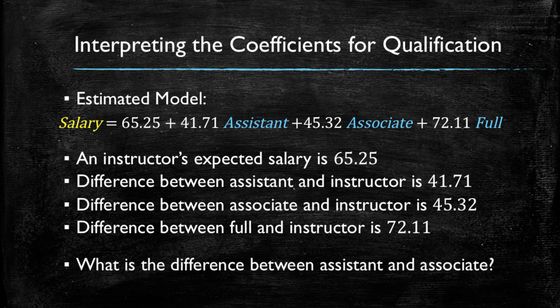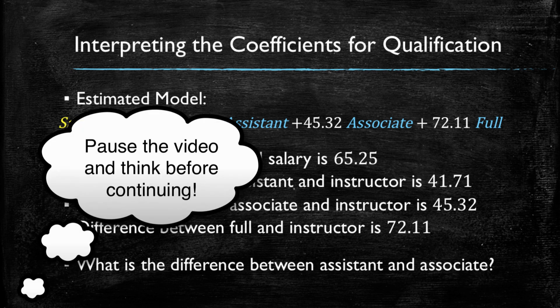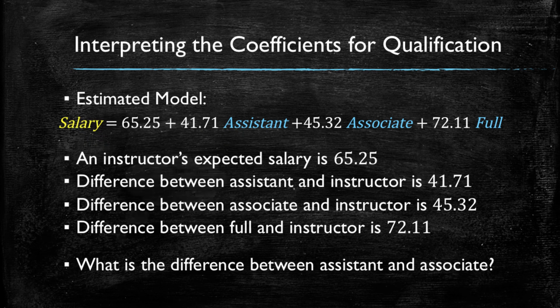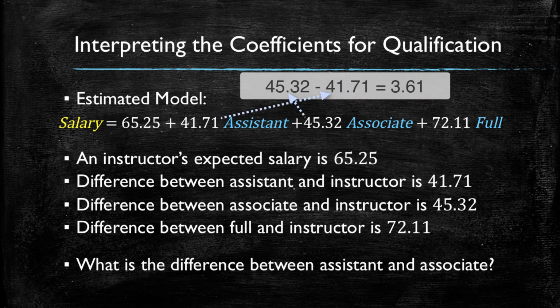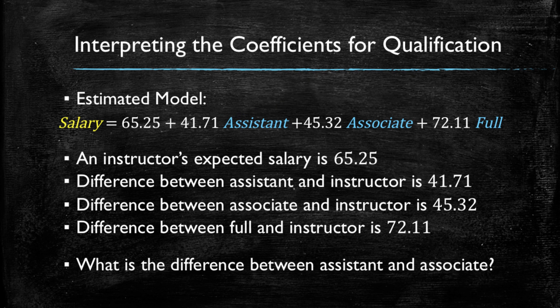What is the difference between an assistant professor and an associate professor? I hope that by now you see that the difference would be represented by the difference in the coefficients for assistant and associate, where the expected difference is a 3.61. But if we look at our model, we don't have any information that would tell us if that difference is statistically significant or not. In some statistical packages, this is something we can test, but in particular, Gretl does not offer this functionality, but we can redesign our model to be able to test it.